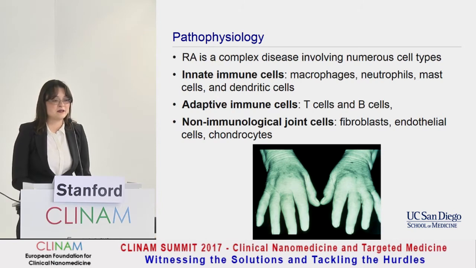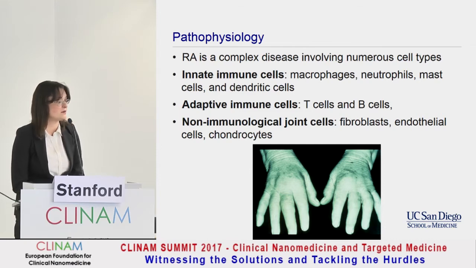So RA is a very complex disease, and how it starts can sometimes be a mystery. It involves almost all aspects of the immune system and also has a heavy component of local cells that are in the joint. RA is definitely driven by innate immune cells such as macrophages, neutrophils, mast cells, and dendritic cells, which are often the initiators of the disease. There's a heavy adaptive immune cell component, so T cells and B cells both play a role. And there are non-immunological cells located in the joint, such as fibroblast-like synoviocytes, endothelial cells, and of course chondrocytes in the cartilage, that play a large role in this disease.